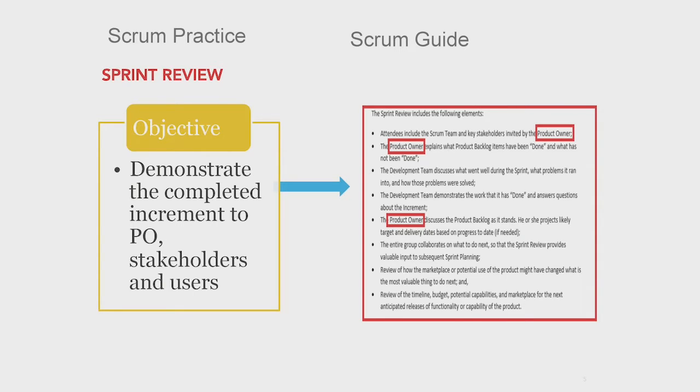Moving forward to another Scrum practice in sprint review, where the objective is sometimes specified as demonstrating the completed increment to PO, stakeholders, and users. However, as per the Scrum Guide, in sprint review the PO is one of the primary presenters, where the PO explains what product backlog items have been done, what has not been done, how the product backlog stands, and sets the context for the team to demonstrate.